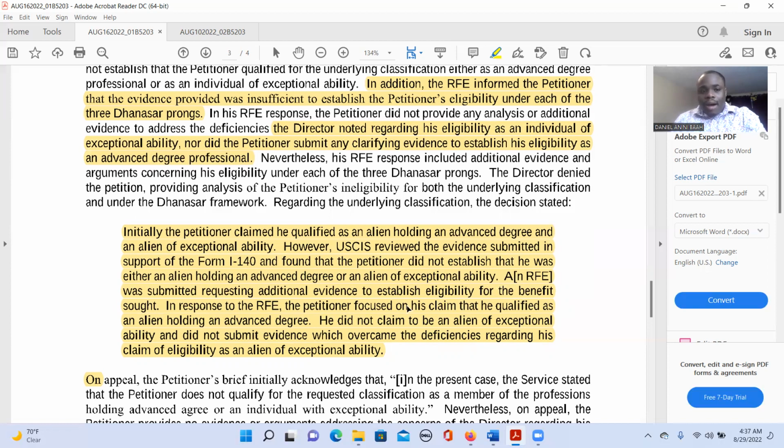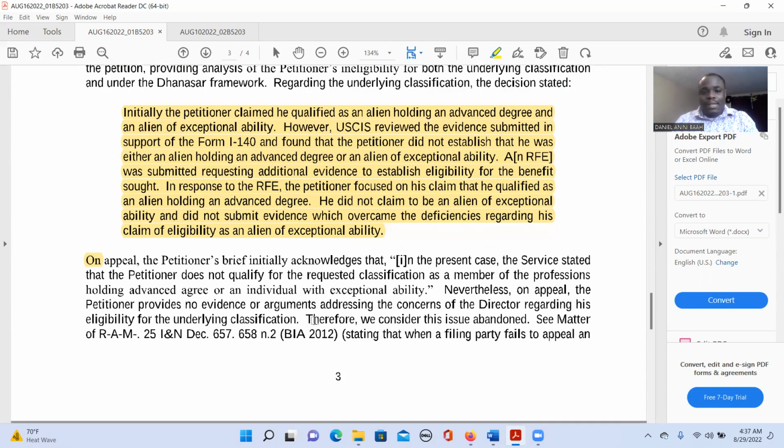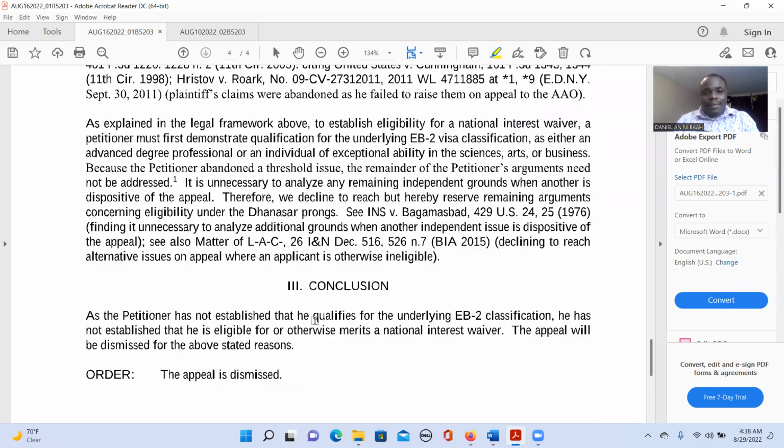The RFE requested additional evidence to establish eligibility for the benefit sought. In response to the RFE, the petitioner focused on his claim that he qualified as an alien holding an advanced degree. Of course you qualify. Where is the evidence? If you're refusing to do this, they are still going to deny your case. He did not claim to be an alien of exceptional ability and did not submit evidence which overcame the deficiencies regarding his claim. So this person actually did not submit anything to back his claim, and that is why he was denied.